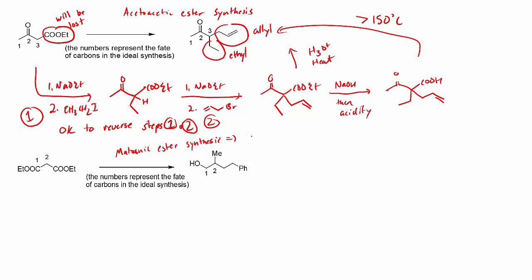The malonic ester synthesis typically produces a carboxylic acid. Okay, this is a 2. All right, sorry, should have been erased. Okay. All right, so what we're doing is we're adding groups to the alpha position of a carboxylic acid here.